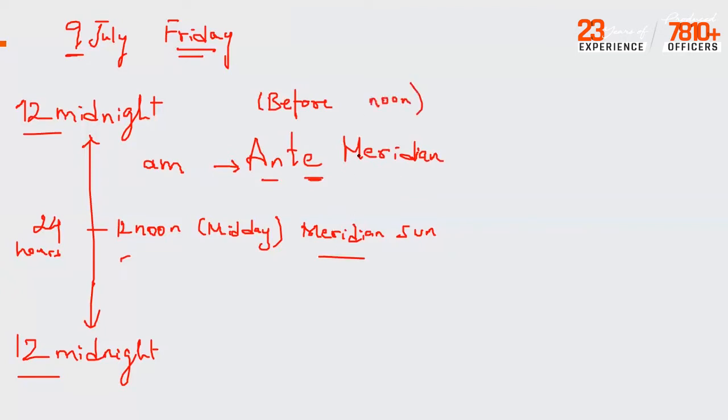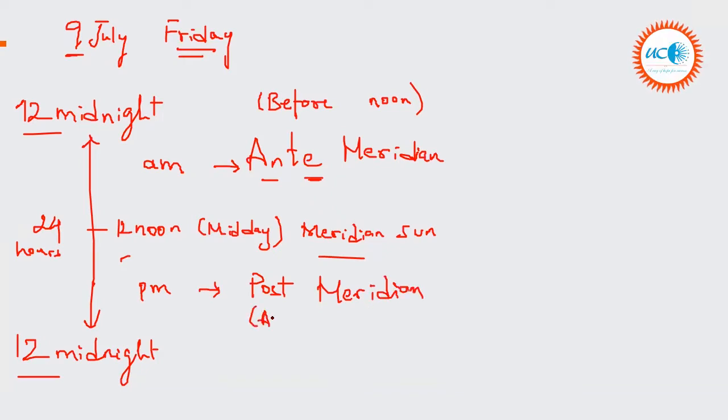Before the meridian sun, AM, anti-meridian. So after noon is PM, post meridian. How many of you have understood this? What do you mean by post? Means after. So remember the word.